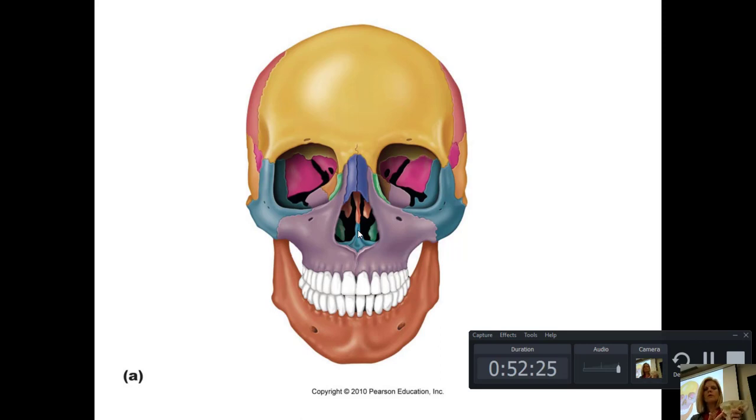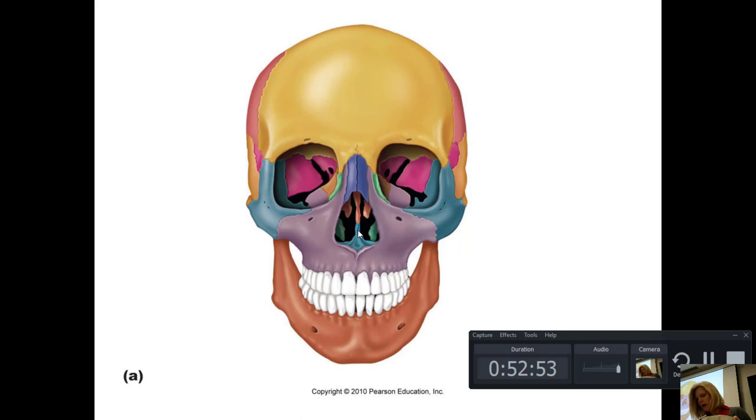So the blue and the orange, dividing wall in the center of the nasal cavity. The bottom portion is the vomer. The top portion is the ethmoid bone. So we're just looking at the vomer here. The bottom portion, the blue. All right, questions on the vomer? It's kind of a tricky one.